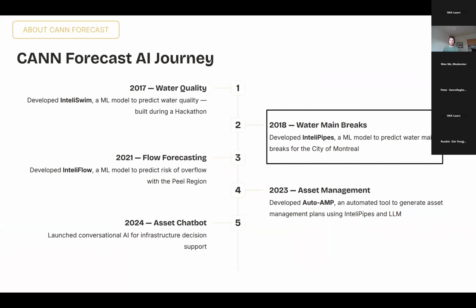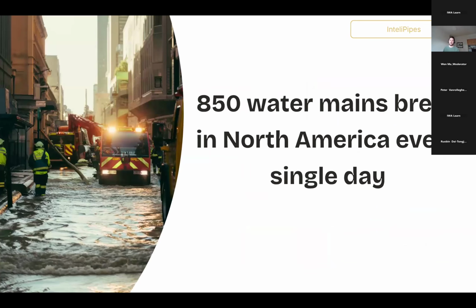So I'm going to start talking again about pipes, which is the first machine learning model that we developed. Again, it's very different from water treatment, but there is some similarity.